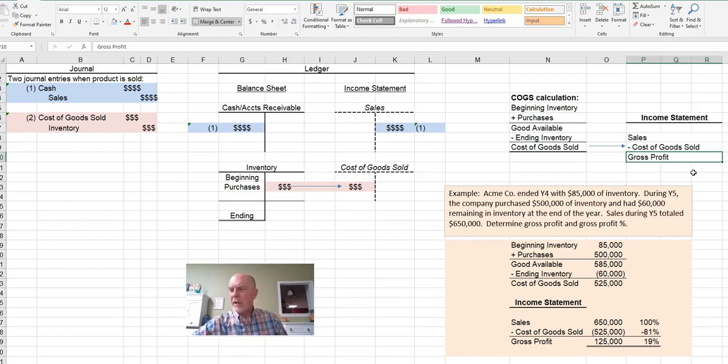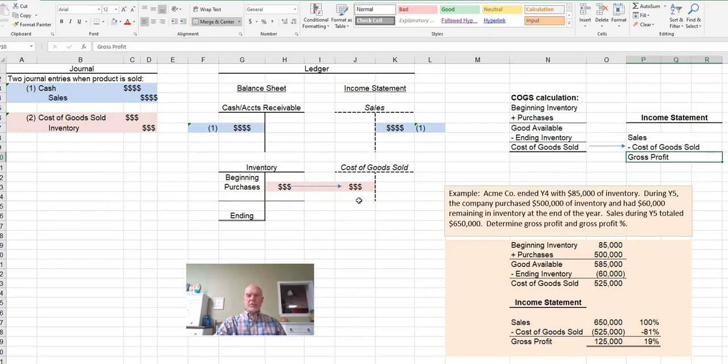We also talked about the fact that when you sell a product, there are two things that you need to record. You need to record the sale itself, credit sales and debit cash, or debit accounts receivable if the customer still owes you the money. And then you also have to record the fact that you no longer have that inventory. And so you would credit inventory and debit cost of goods sold, and that's what I'm representing here when we post it to the ledger.